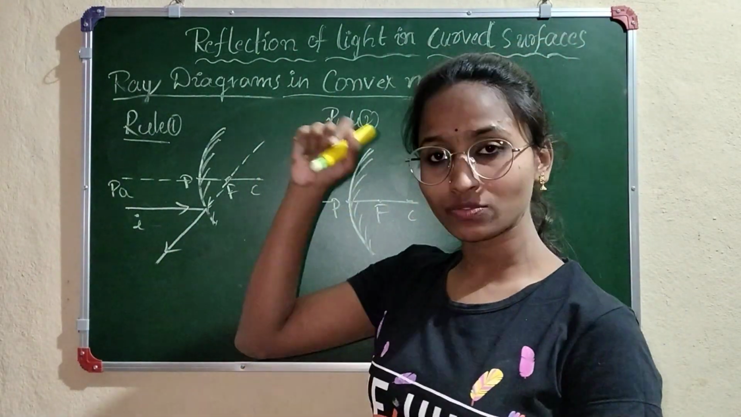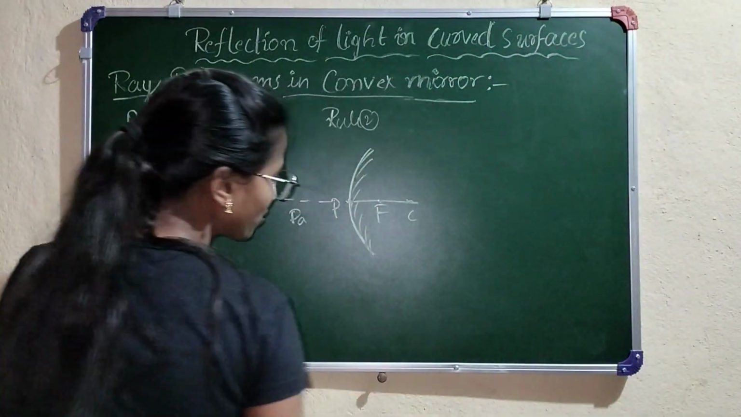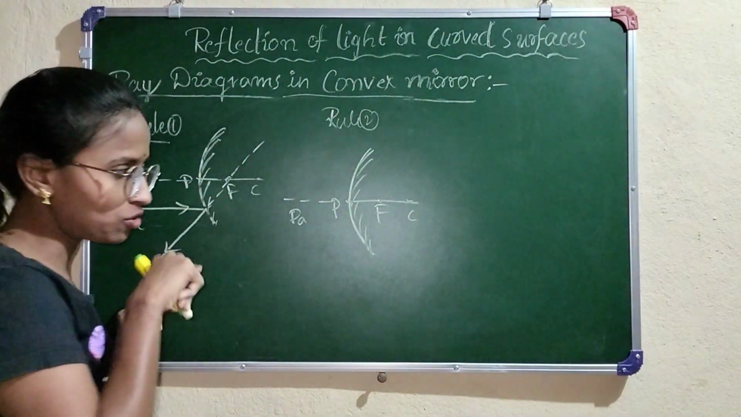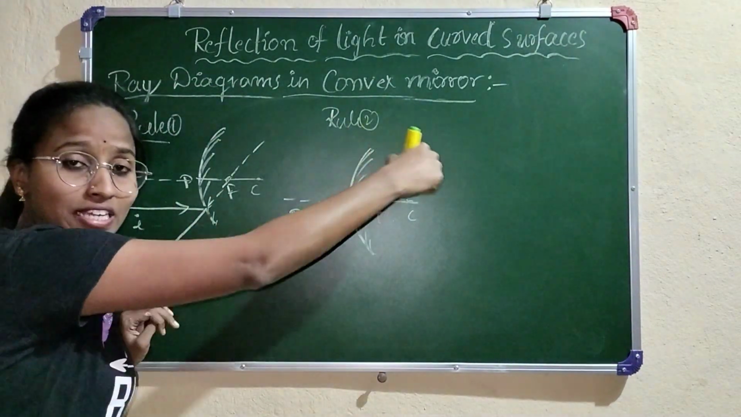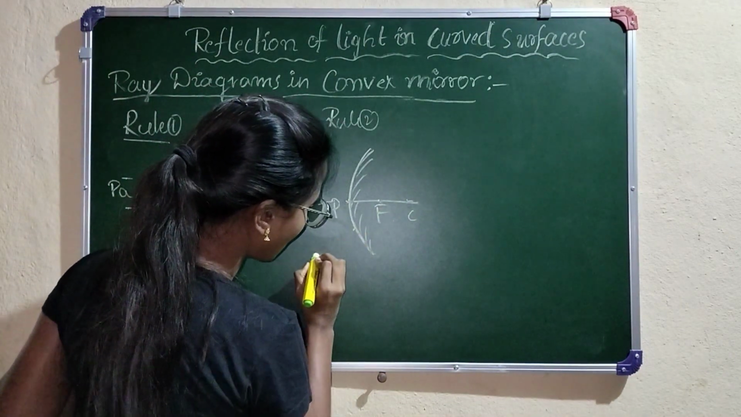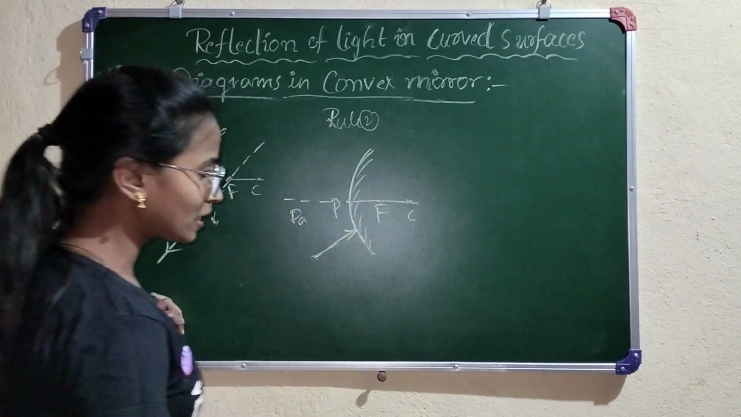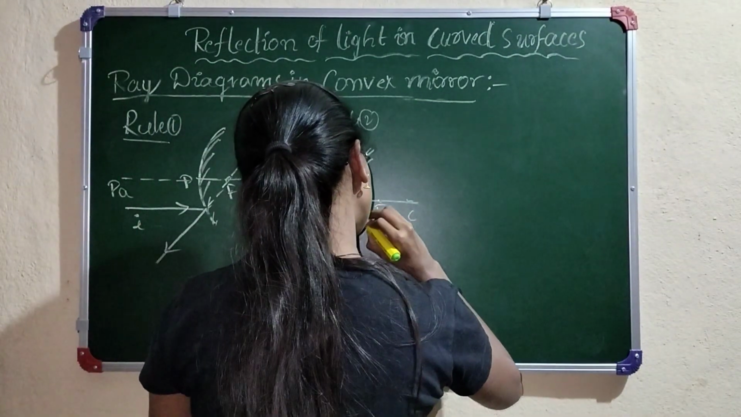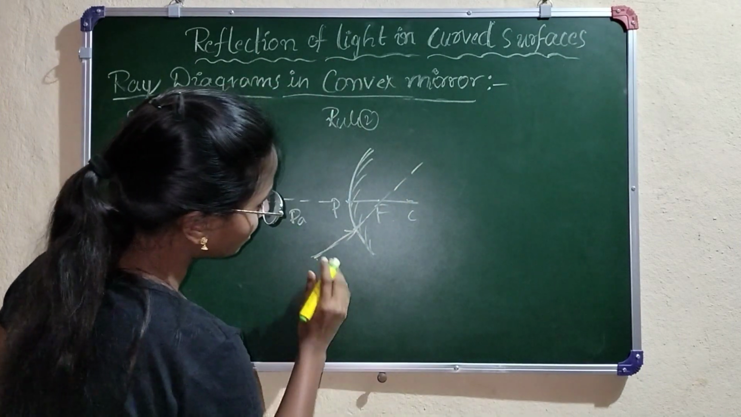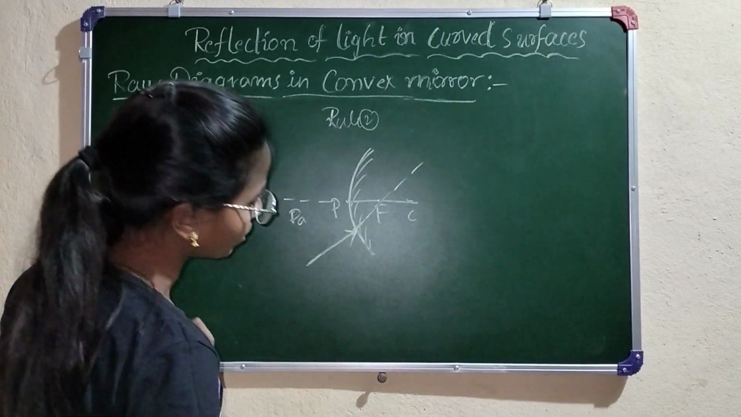Am I clear? In the case of the concave, the same rule, same here also, but a little change. Here, the light ray cannot travel through the focus, because it is on the other side now. But here, what happens? The incident ray appears to pass through the focus. Not directly, but it appears to pass through the focus.